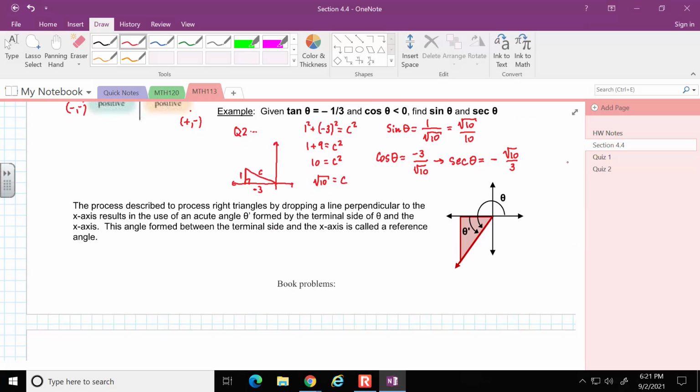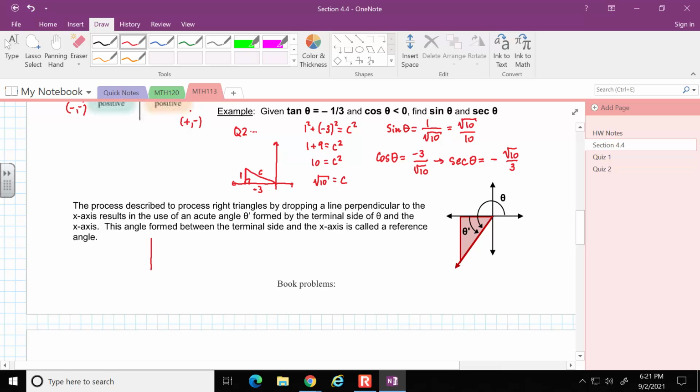Now, the reference angle is a little bit different than the coterminal angle, right? Coterminal, I'm at the exact same terminal side. I've just gone around the circle how many other times? For a reference angle, it is really that acute angle, so it's going to be between 0 and 90 degrees, that is formed once I drop that perpendicular to the x-axis. So that's different for different quadrants.